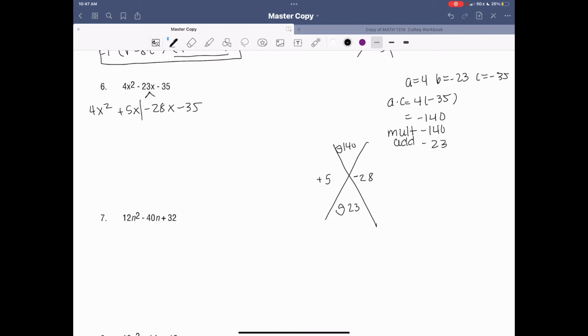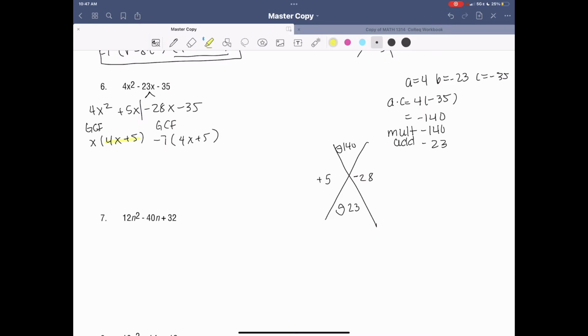I take my first half and I say my GCF. You don't have to do this every time, I'm just doing this for the notes' purpose. So my GCF here is going to be x, so I'm left with 4x plus 5. My GCF in the second group is going to be a negative 7, so I'm left with 4x plus 5.